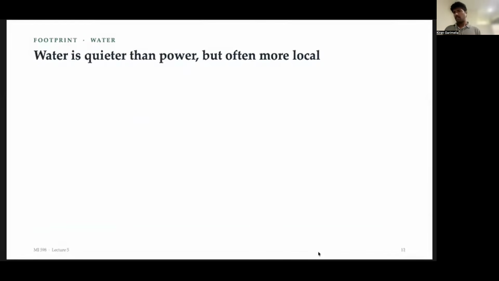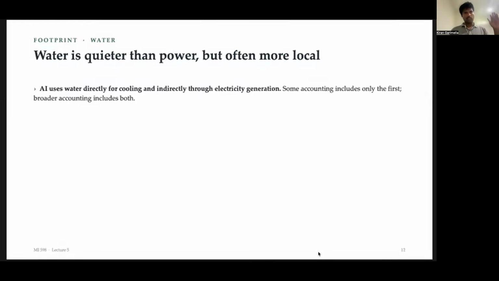The second thing we talk about after electricity is water use. Again, water is also super local. It's much quieter than power. Water is also a finite resource. Same as electricity, but electricity can spin up demand, and water cannot. AI uses water directly for cooling and indirectly through electricity generation. And again, this is where the reporting may or may not be biased. Some studies only cite water for cooling, which is actually much more efficient.